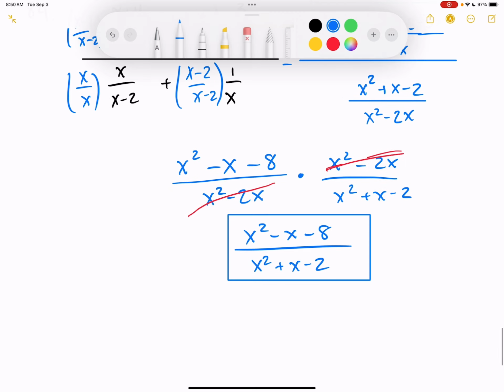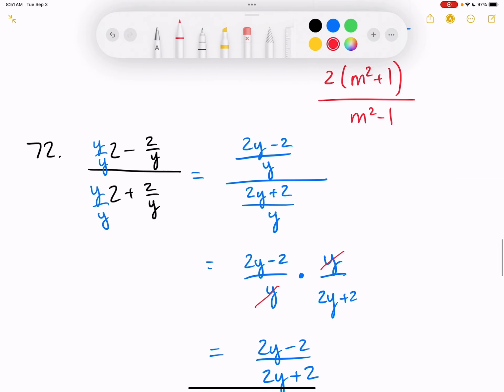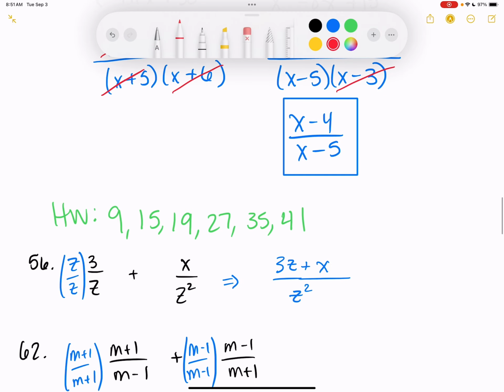All right, then your problems are, in addition to what you had on Friday, so I'm going to scroll back up in case you didn't get that. You had 9, 15, 19, 27, 35, and 41 on Friday. And then I'll add to that.